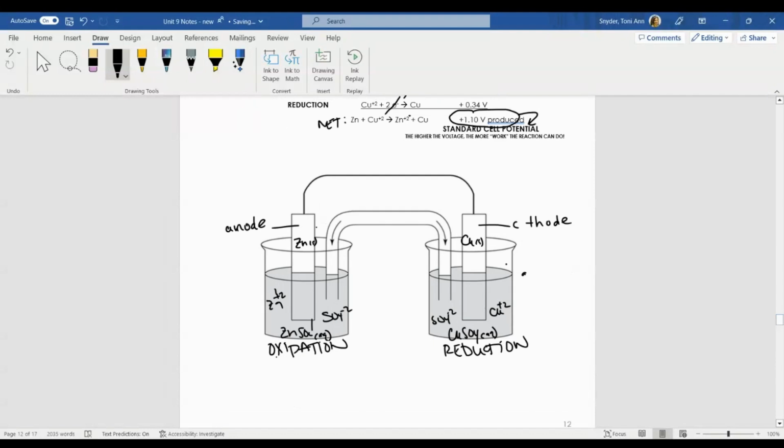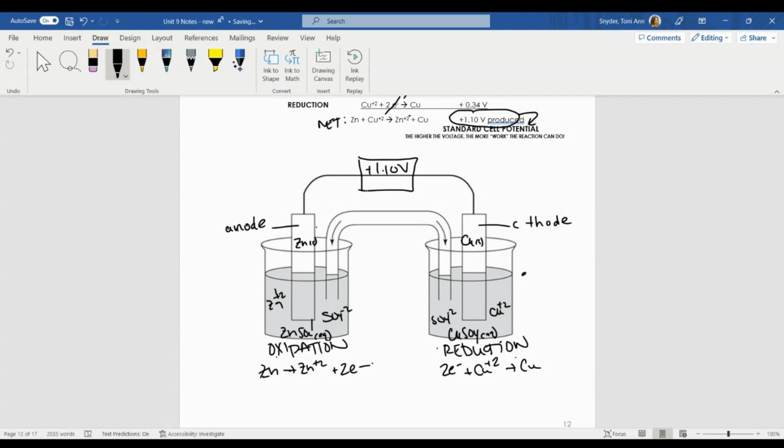Let's go ahead and just write the reactions that are occurring down here. So in this reduction side, I have 2 electrons combining with copper ions to produce metallic copper. And zinc metal is oxidizing to make zinc ions and 2 electrons. So we also have already established that we have a voltmeter up here. There's some sort of thing that'll read the voltage, and we already established it's 1.10 volts.